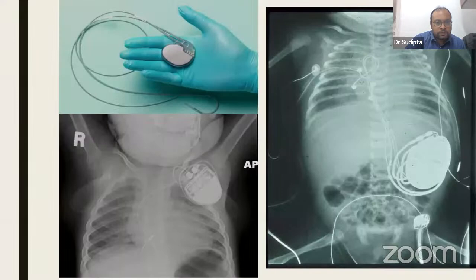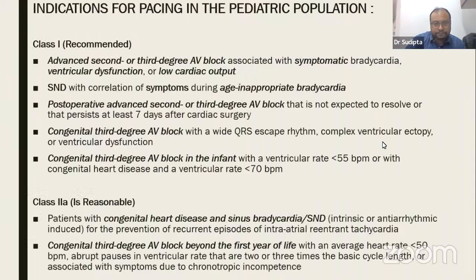Here we can see a permanent pacemaker. This is the pacemaker impulse generator, and these are the leads, which may be a double lead or a single lead pacemaker, with the lead placed in both the atrium and ventricle, or only the ventricle. This is an example of an endocardial pacemaker insertion, where the pacemaker is implanted in a subclavian pocket, and this is an epicardial pacemaker implantation with the pacemaker inserted in an abdominal pocket. The indications have already been told again and again.